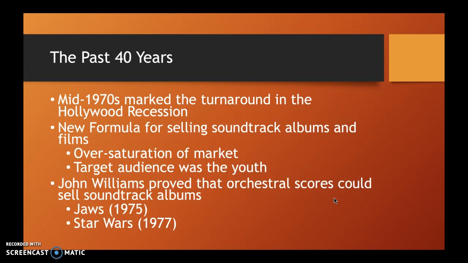The past 40 years have marked a really huge change in the way people consume film and the way that films have been marketed. In the mid-1970s, it marked the turnaround in the Hollywood recession. The new formula for selling soundtrack albums and films resulted in an oversaturation of the market and really targeted the youth as the audience they were trying to get after. John Williams proved that orchestral scores could sell soundtrack albums, as with Jaws in 1975, and of course, we all know Star Wars in 1977.